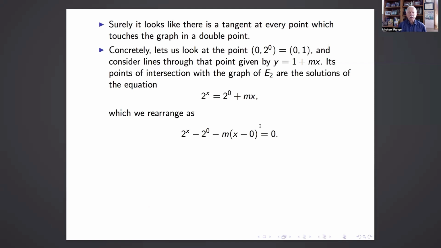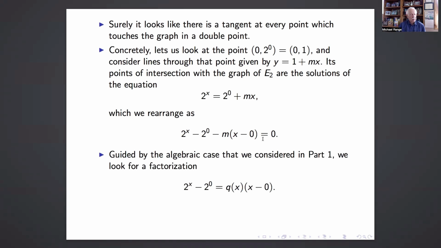Concretely, let us now look at the point 0, 2 to the 0, which is the point 0, 1, and consider lines through that point given in point-slope form by y equals 1 plus m times x, where m is usually the slope. Its points of intersection with the graph of E sub 2 are the solutions of the equation 2 to the x is equal to 2 to the 0 plus mx, which we can rearrange as 2 to the x minus 2 to the 0 minus m times (x minus 0) is equal to 0.